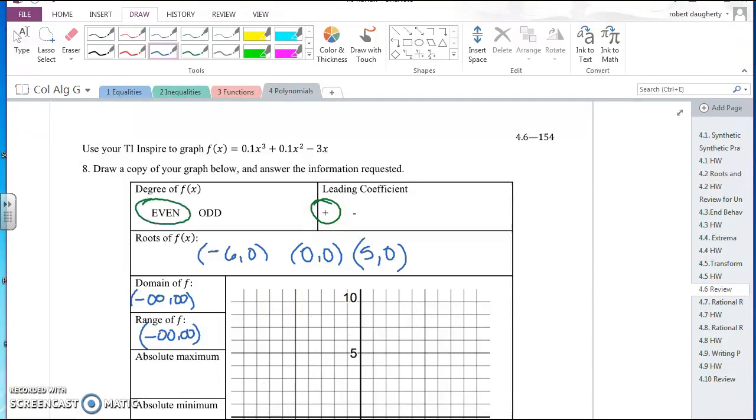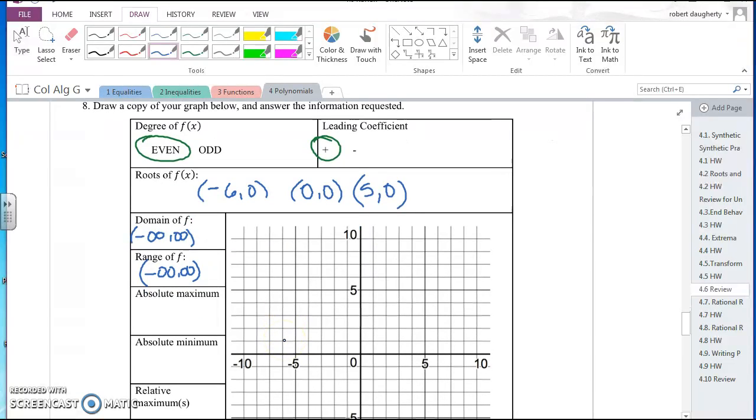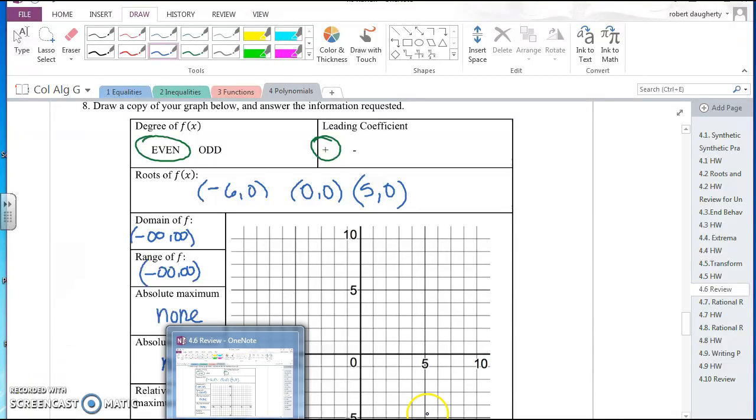Absolute maximum, absolute minimum. If I look at the graph again, this graph continues going up, so there is no absolute maximum, and over here to the left, it continues going down. There is no absolute minimum. So in this case, there is no absolute maximum, and there is no absolute minimum. Okay. And then any max or min that I see must be a relative max or min in this case.